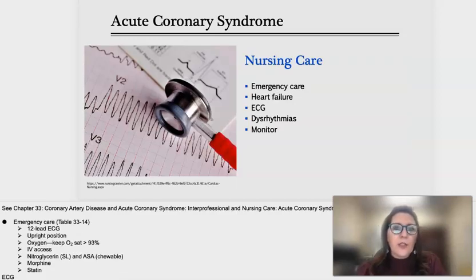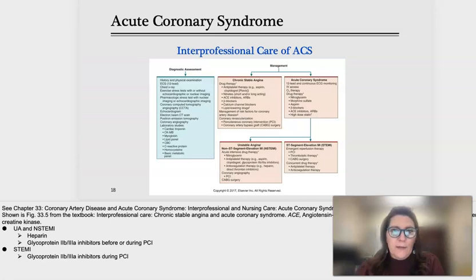Nursing care: there's emergency care, which, right in the emergency room, they're going to have an EKG. We're going to keep them upright. We want to keep their oxygen above 93%, and so we'll supplement oxygen if needed. Start an IV, give nitroglycerin and aspirin, morphine, and possibly a statin. Monitor for heart failure, monitor for dysrhythmias, all the things.